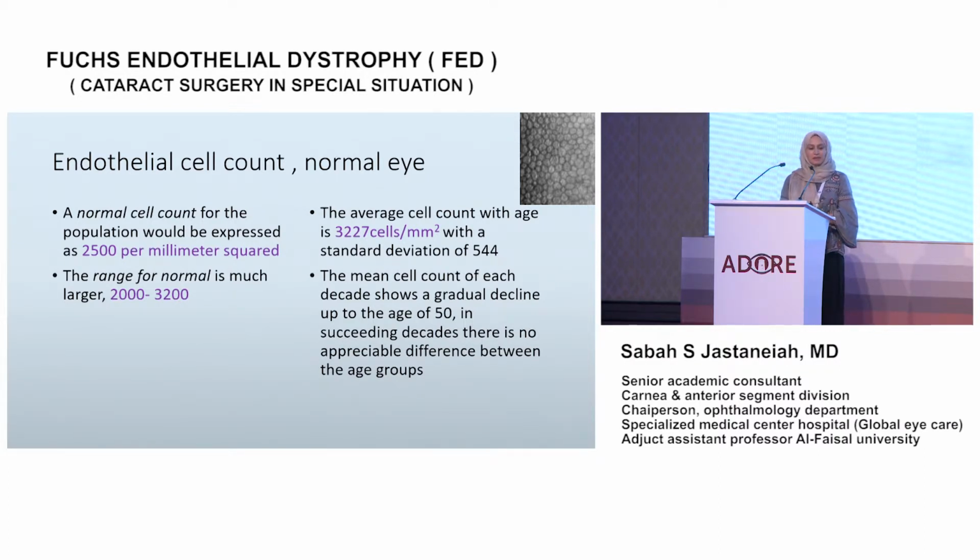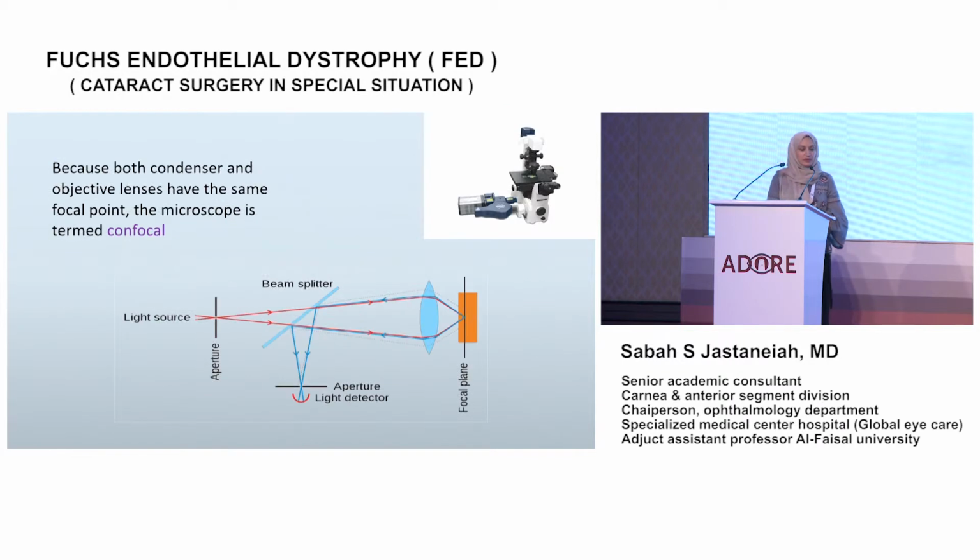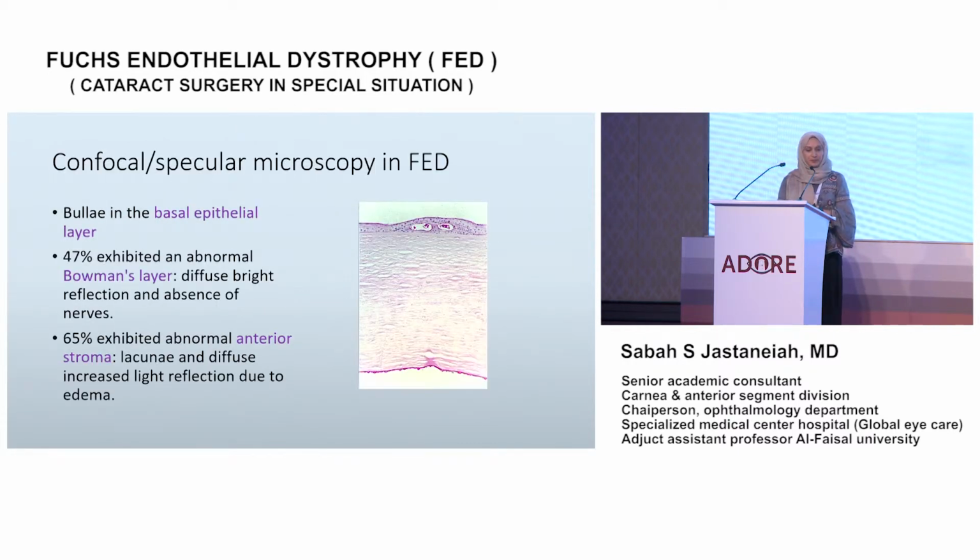In another study, they were doing the average cell count and they compared it with age, and there was a decline with age until the age of about 50, where there is no appreciable difference between the age groups. The confocal microscopy we use to check for the count and morphology. Basically, it is called confocal because both focal points come into one focal plane. It started as confocal and used to test only one layer of the cornea, but then it evolved. That's why we have the specular microscopy right now.